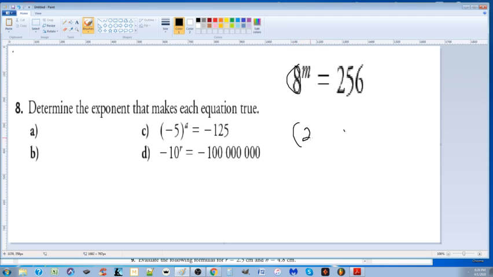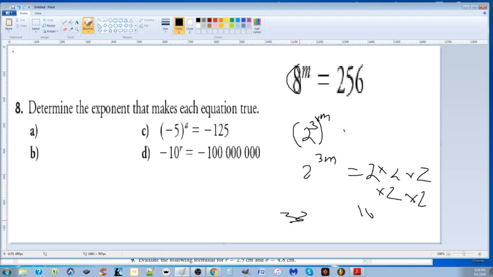So 8 is the same as 2 to the power of 3, to the power of m, which is the same as, I'm allowed to multiply, 2 to the 3m. Oh, that's a weird way to think of it, isn't it? And 2 times 2 times 2 is 8, times 2 is 16, times 2 is 32, times 2 is 64, times 2 is 128, times 2 is 256. 1, 2, 3, 4, 5, 6, 7, 8.